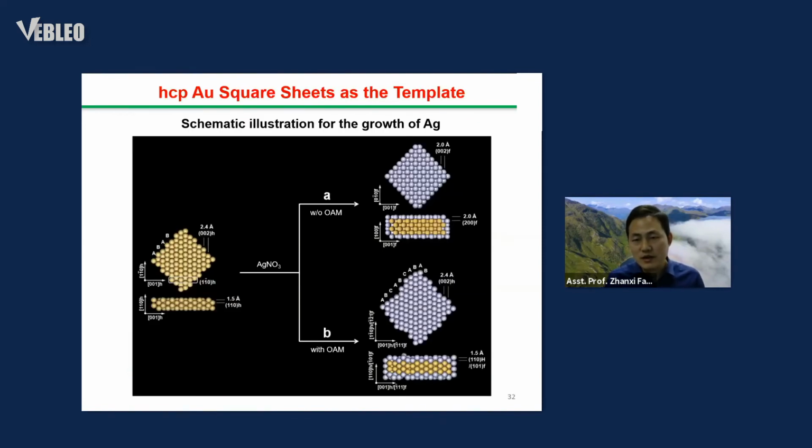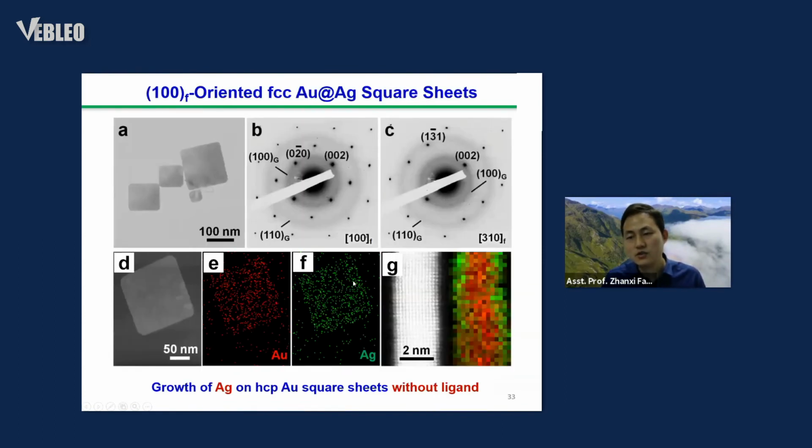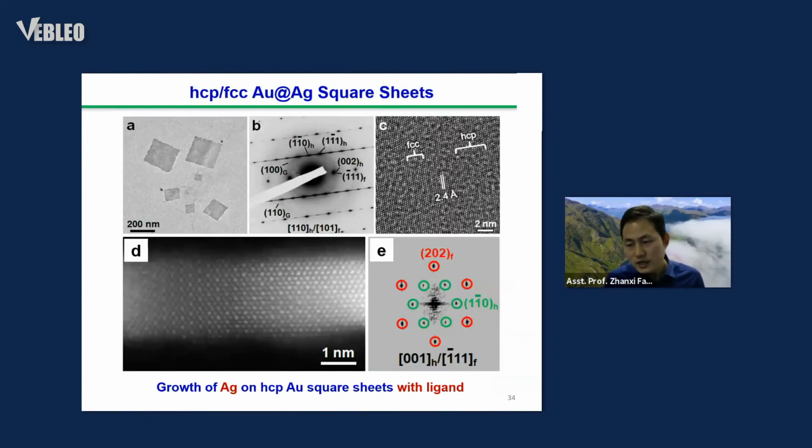Bearing this in mind, we tried to use the 2H gold nanosheet as a template to grow silver. We found that, without oleylamine, without the ligand, after coating silver on the 2H gold nanosheets, the process is similar to the thiol-induced phase transformation. This is a total phase transformation from 2H to FCC, and as a result we got 100-oriented FCC gold-silver core-shell nanosheets. If we introduce some ligand in the growth of silver, we can get 2H and FCC gold-silver core-shell nanosheets.